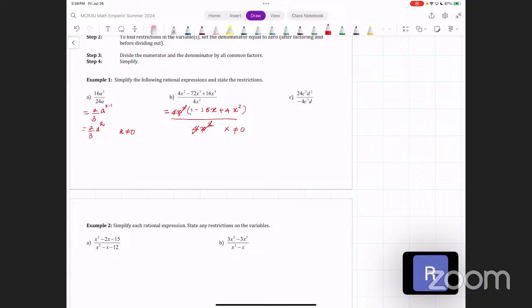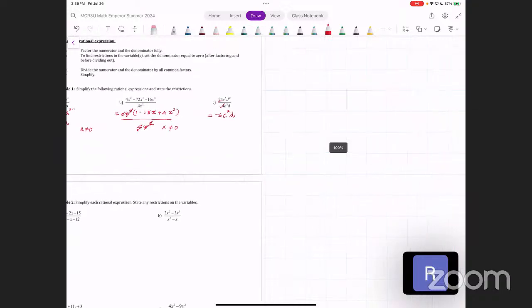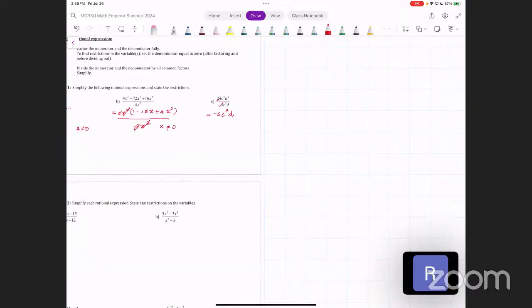All right, let's go to the next one. We can simplify by 4, which gives minus 6. And then this is going to be c to the power of 2 and d. So what's the restriction? You divided by c, you also divided by d. The restriction: d cannot be 0, c cannot be 0. Make sense? Are you just following that?